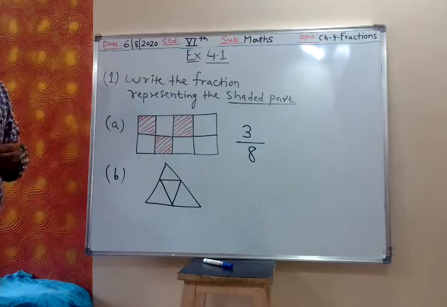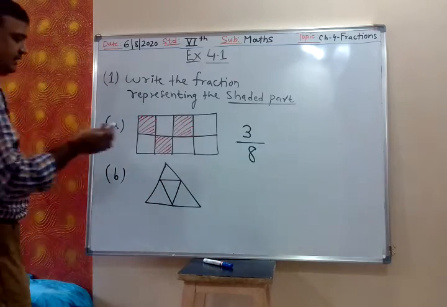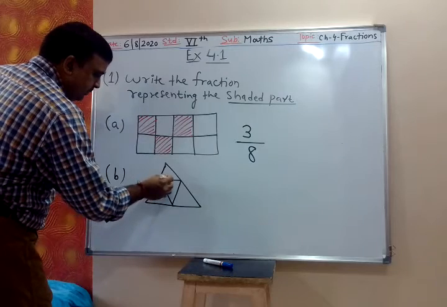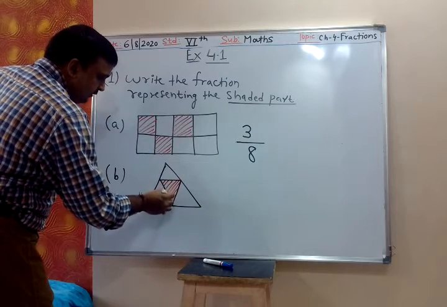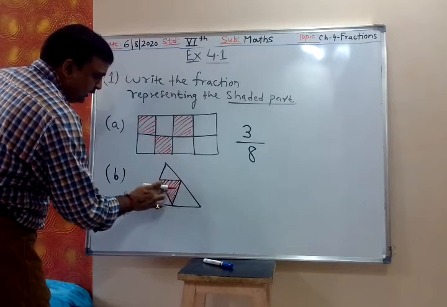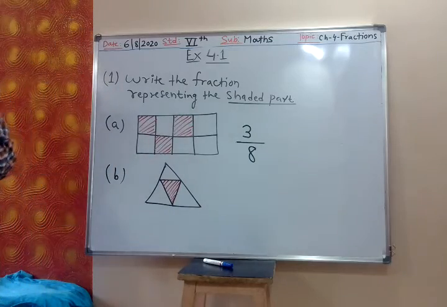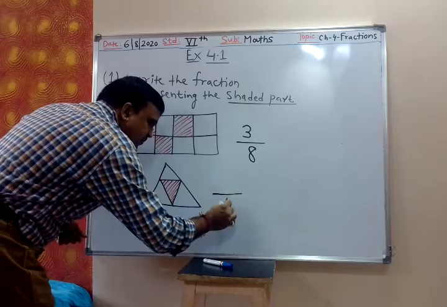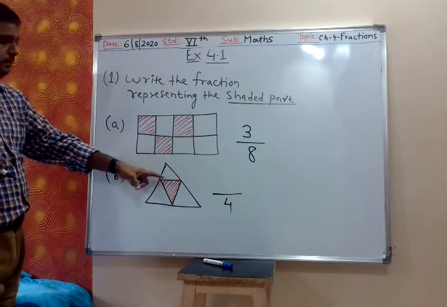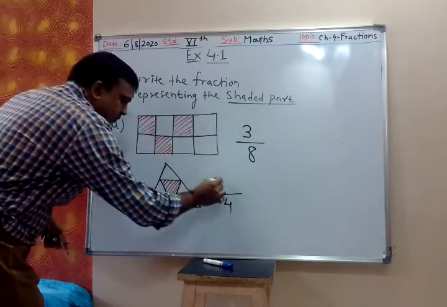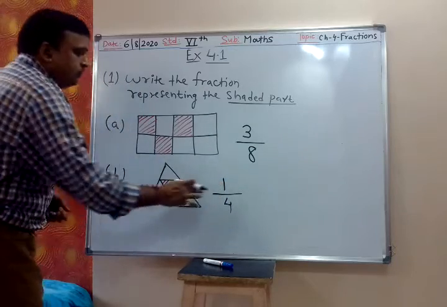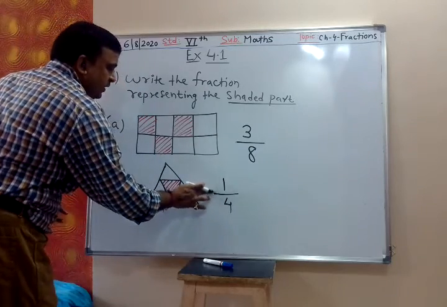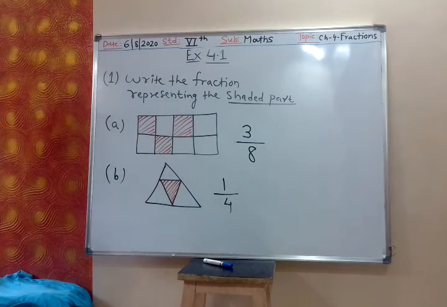Now, total how many equal parts are there? 4 equal parts: 1, 2, 3, 4. So we write 4 in the denominator. Out of which, how many parts are shaded? 1. So the fraction is 1 upon 4.